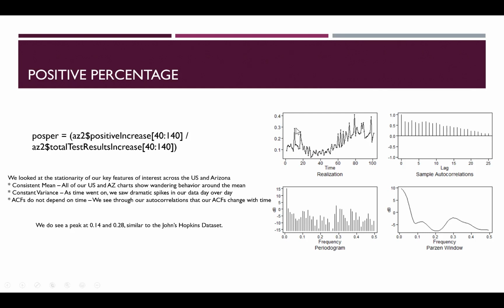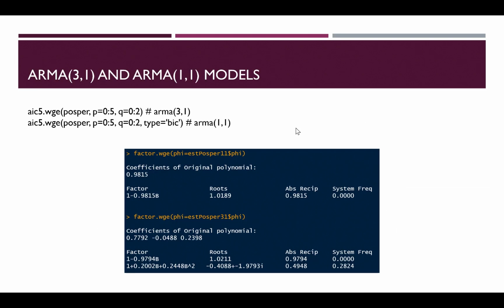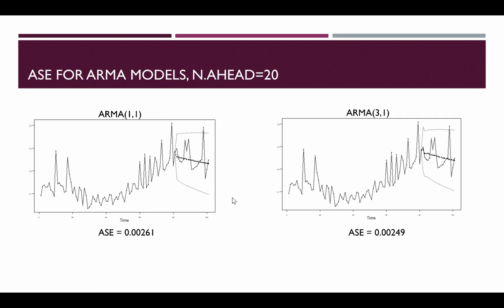We see dampening autocorrelations and peaks at about 0.14 and 0.28 in the spectral density. Okay, so if we assume that the model is stationary and look at the AICs on this, we get recommendations for an ARMA(3,1) and an ARMA(1,1). This is to show the coefficients, the phis, and the factor tables. Looking at the ASE calculations for this, we see that the ARMA(3,1) performs slightly better, and that's probably because of this little jog that it does early in the forecast.